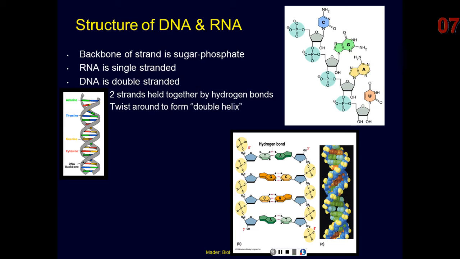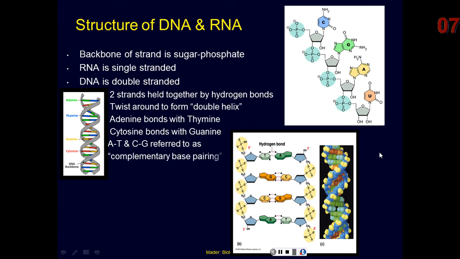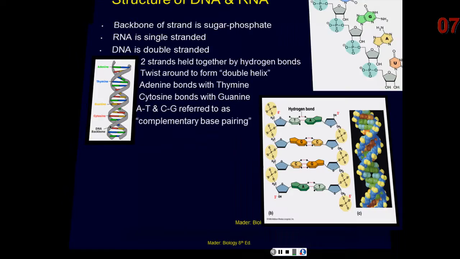Also notice that our adenines are always bonded to thymines, and our cytosines and guanines are bonded together. This is what is called complementary base pairing. A goes with T and C goes with G.